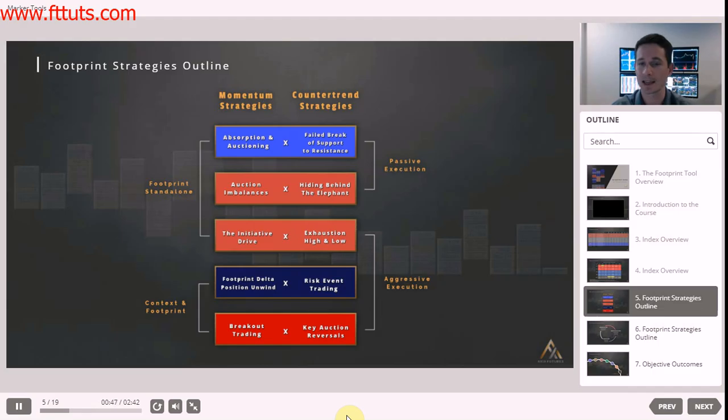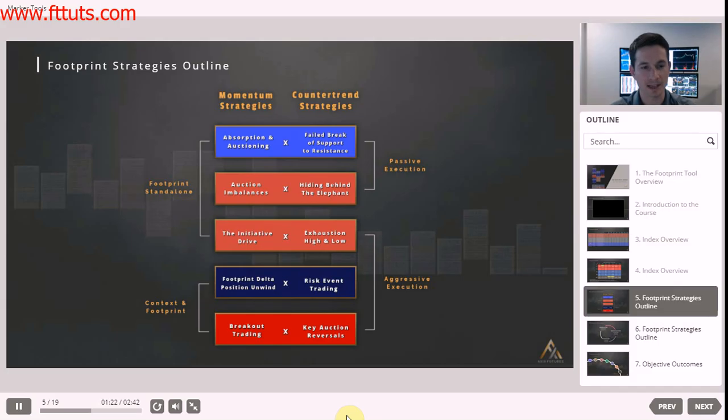Now note, obviously, units 5 to 11 will include Footprint standalone strategies only. What this simply means is that you only require the Footprint tool to not just interpret but also execute these unique strategies. The last 4 strategies in units 11 to 15, you will require not just the Footprint tool, but also a little bit of context. This context we will build through utilizing candlestick charts, as well as basic fundamental understanding around the various trade strategies.